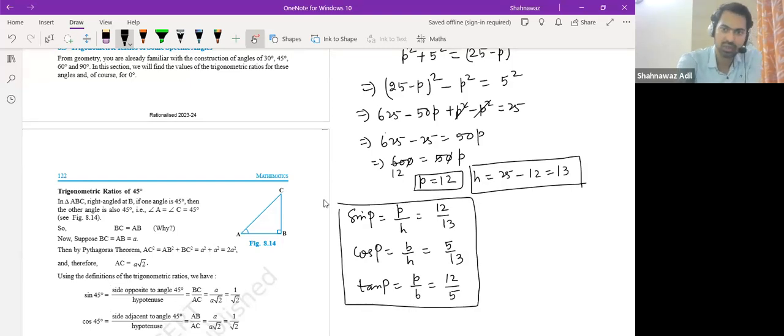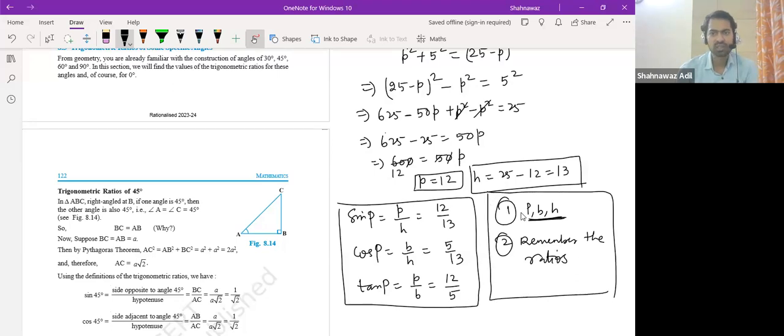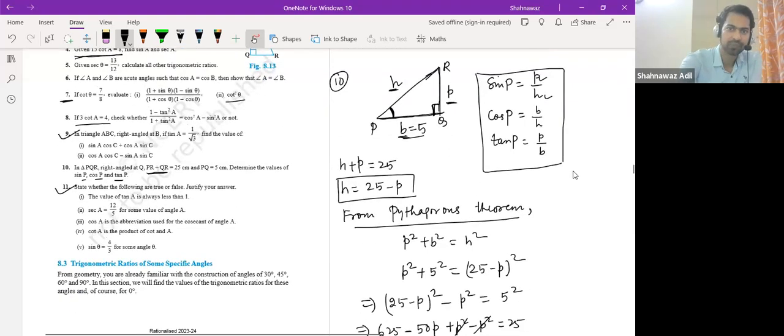Any doubt about this question? No, sir, no. So we have to only figure out these three quantities. In the first exercise, we have to only figure out these three, and then second is that remember the ratio. Remember the ratio. So these two things we need to figure out in this exercise. You guys quickly note it down, and then I will talk about the next exercise. And if you have any doubt, please ask.